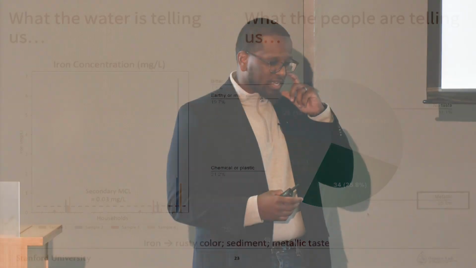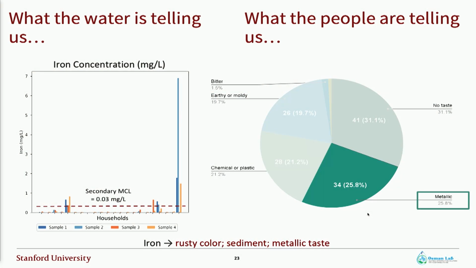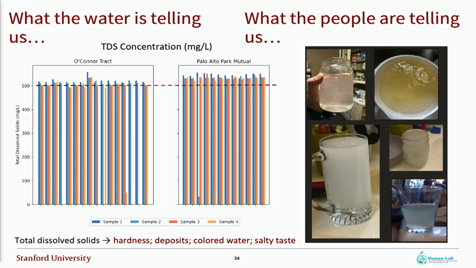And we're seeing this trend similarly across other exceedances. Here we have several exceedances of secondary MCLs for iron, where exceedances in iron mean that you have rusty colored water, sediment in the water, corrosion, or a metallic taste. And we see that residents are also perceiving that to be happening, as is shown in the water quality test.